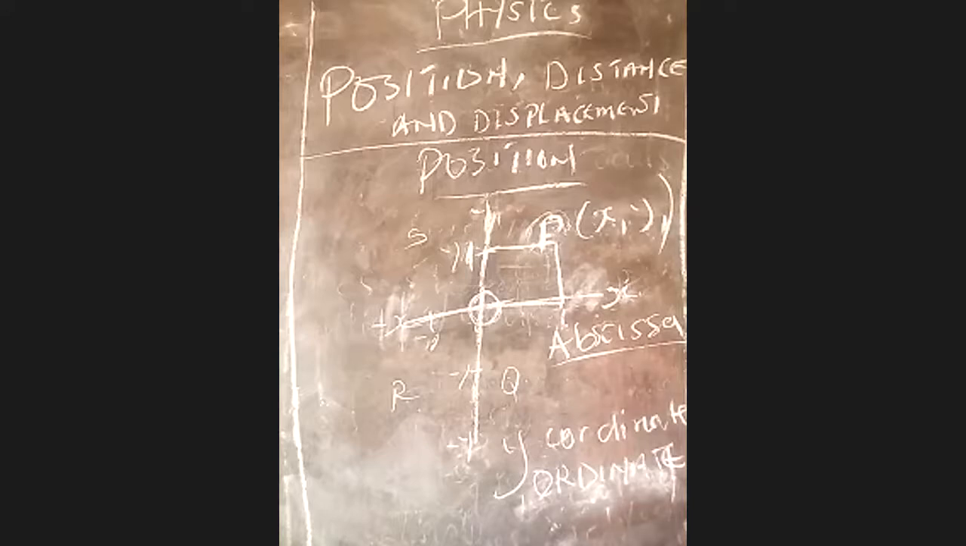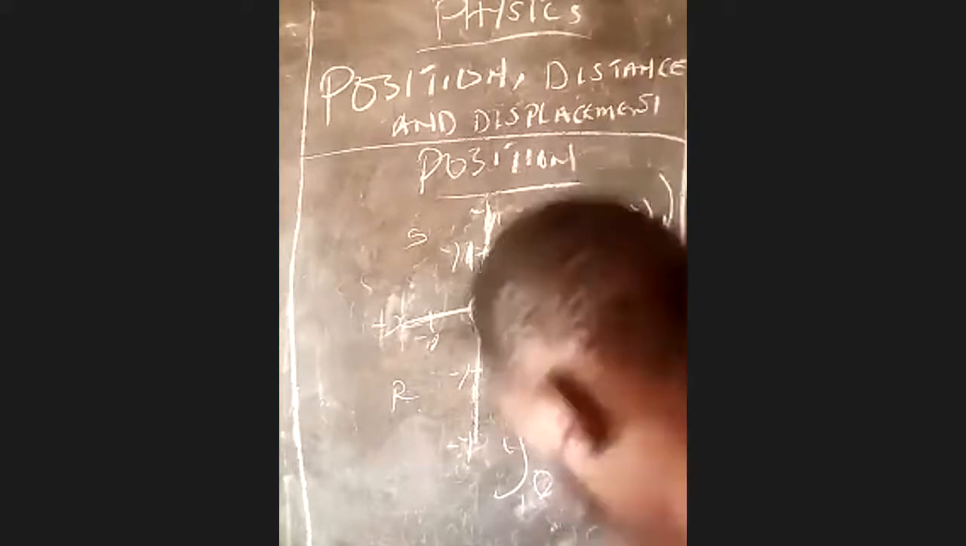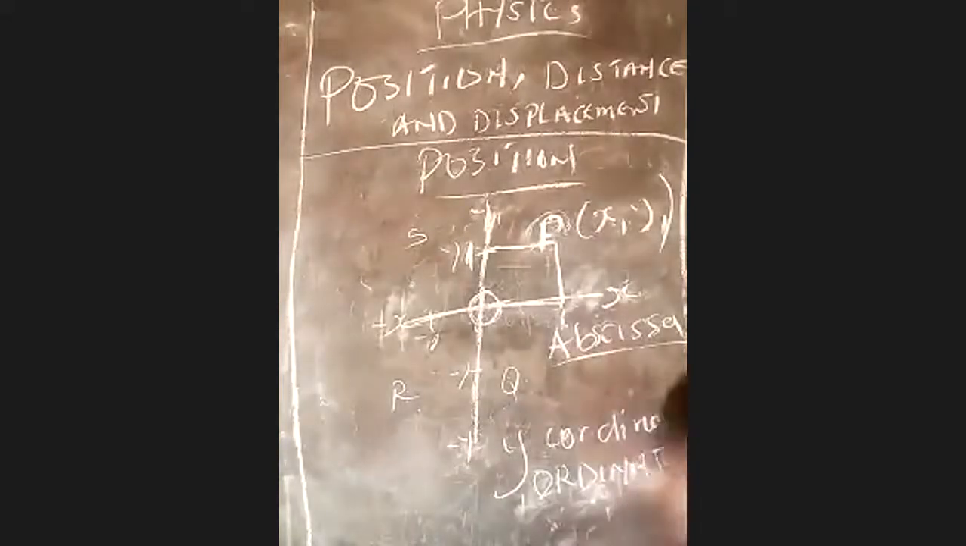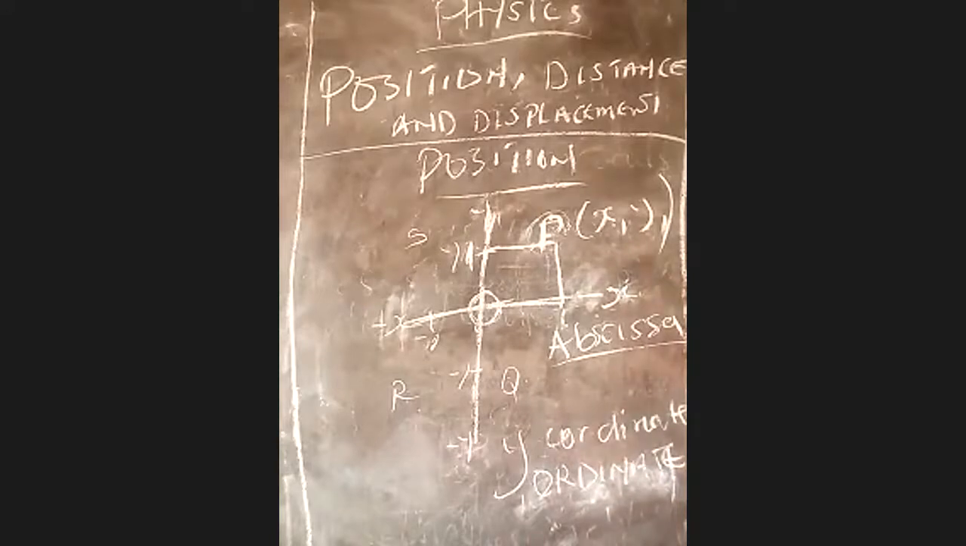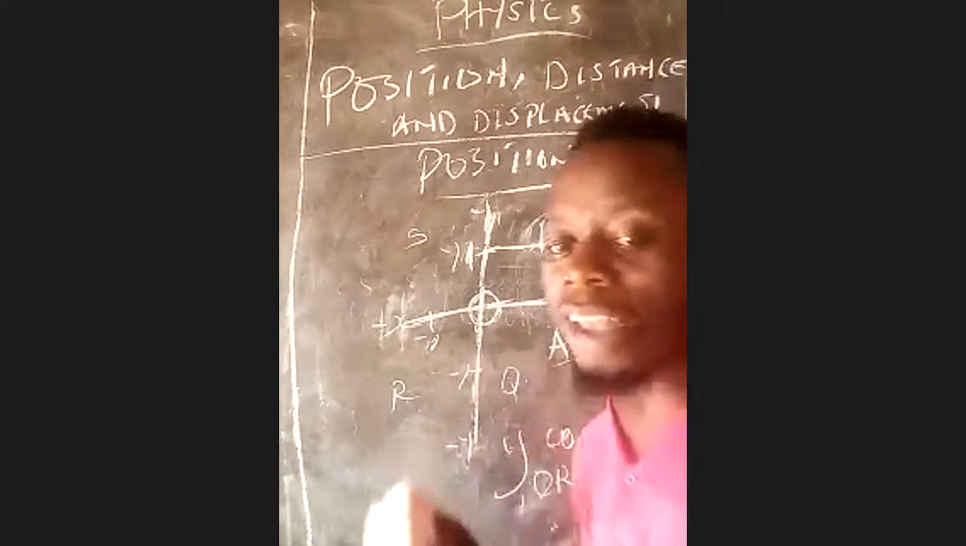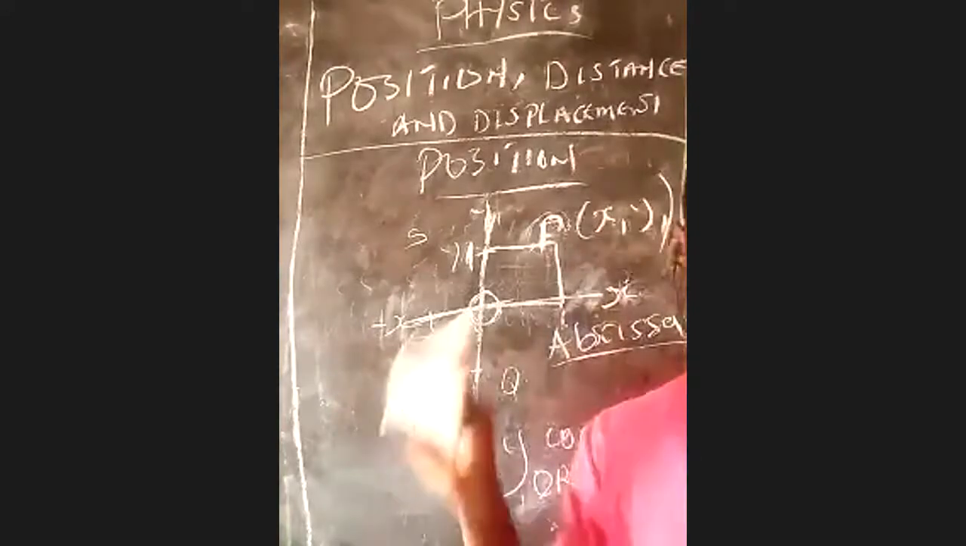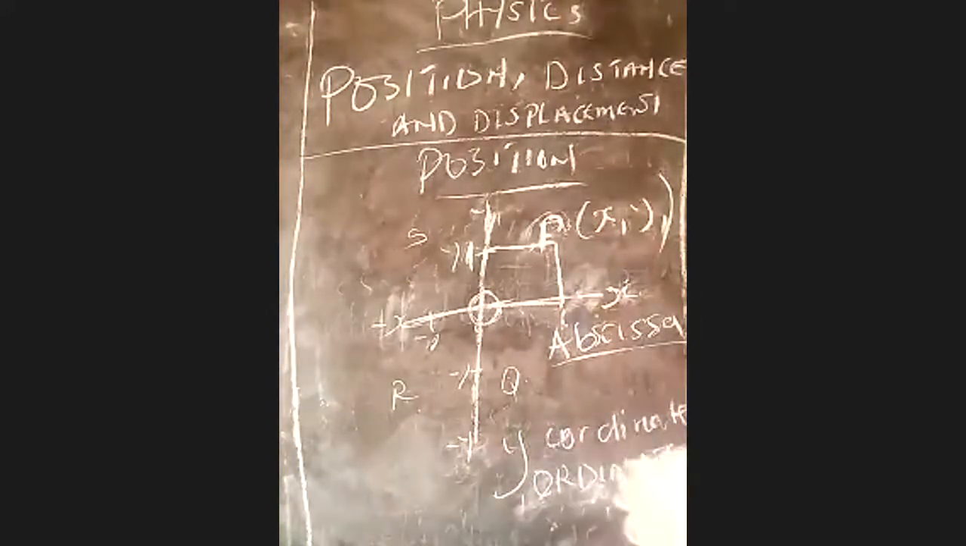So I hope you understand. Let me put some other example to illustrate the topic of position. Do not forget that I said that the position of a point in space is determined by the distance and direction from other points. That is what position is.